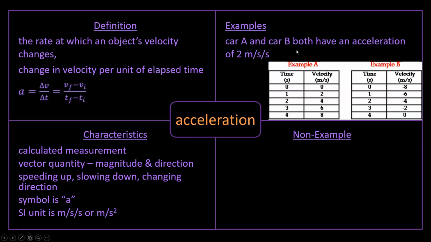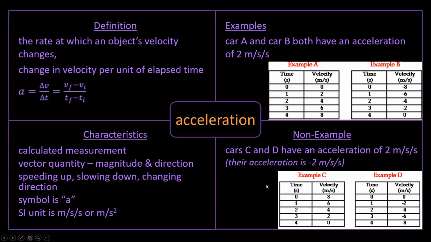Car A and car B both have an acceleration of 2 meters per second squared. Here with car A, we can clearly see that every second the velocity is increasing in the rightward direction by 2 meters per second. In car B, this may be a little harder to see why it's a positive acceleration. Its velocity is negative, which means that the car is moving leftward. But notice by slowing down in the leftward direction, the car's velocity is actually getting more positive every second by 2 meters per second.